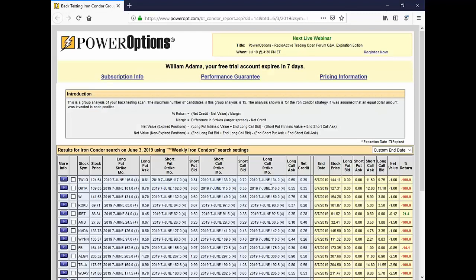So what I'm looking at here is of those top 15 that matched on just the default weekly Iron Condor search, when we saw the market moving to the upside, what this is going to show me is how those trades ended in those 4 days. How many of them were profitable? What was the profit? Oh boy.